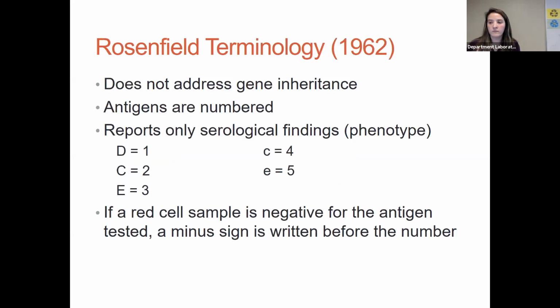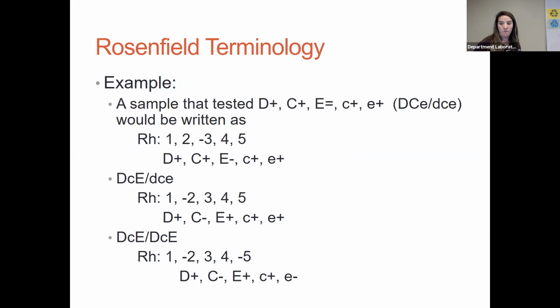Your Rosenfield terminology uses numbers. So like the D antigen would be a 1, the C antigen would be 2, the big E antigen would be 3, little c is 4, and little e is 5. And then a plus or minus sign is included to determine if those antigens are present. So it looks like this. Or I guess it's just a minus sign.